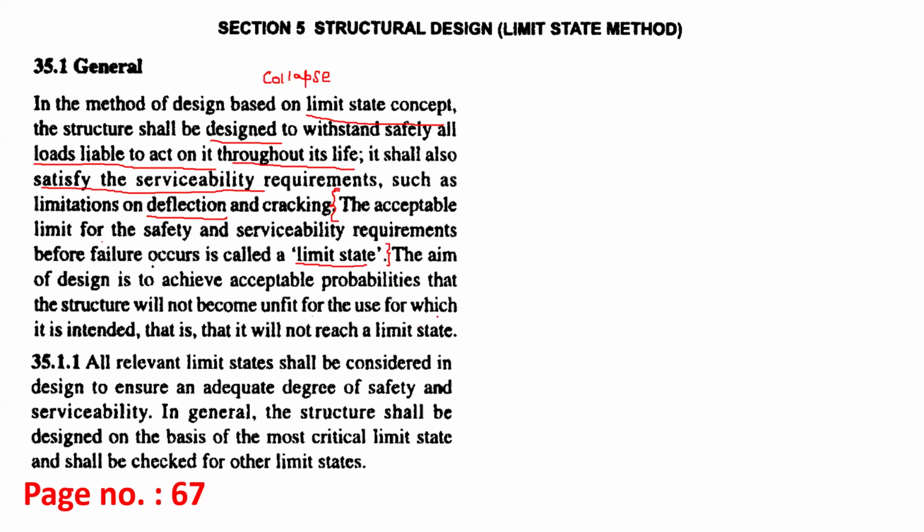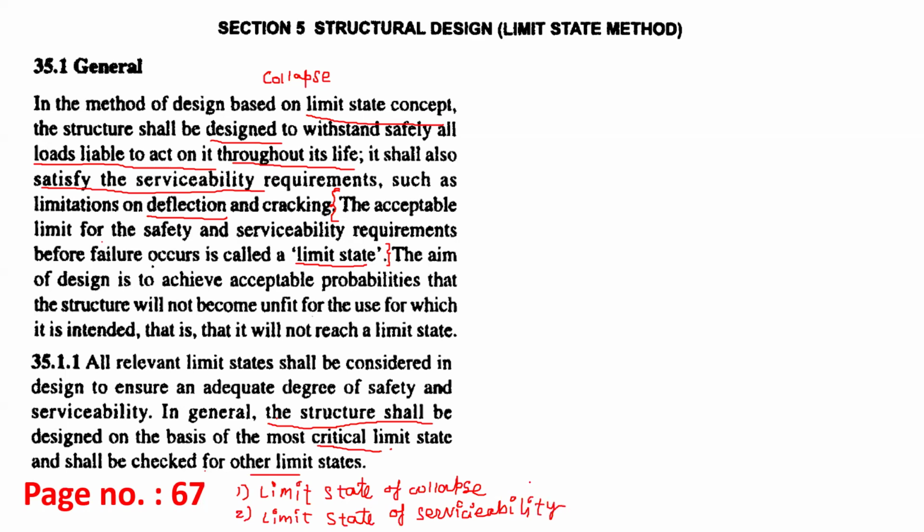Now all the relevant limit states shall be designed. I already mentioned we are generally with two: limit state of collapse and limit state of serviceability. Now they have mentioned in general, the structure shall be designed on the basis of the most critical limit state and checked for other limit states. So we are going to design it for limit state of collapse and we are going to check it for limit state of serviceability. So two main limit states you have to keep in mind: limit state of collapse, and second, limit state of serviceability. Means we are going to design for this and we are going to check for serviceability.